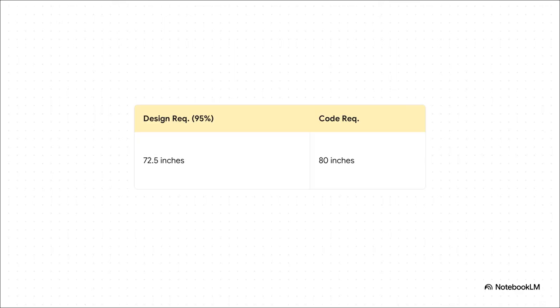So what does this actually mean in the real world? Well, our calculation says we need a door that's at least 72.5 inches tall to hit our 95% goal. But if you look at the International Residential Code, it requires doors to be 80 inches tall. So the verdict is clear. The standard 80-inch door doesn't just meet our goal, it easily exceeds it.